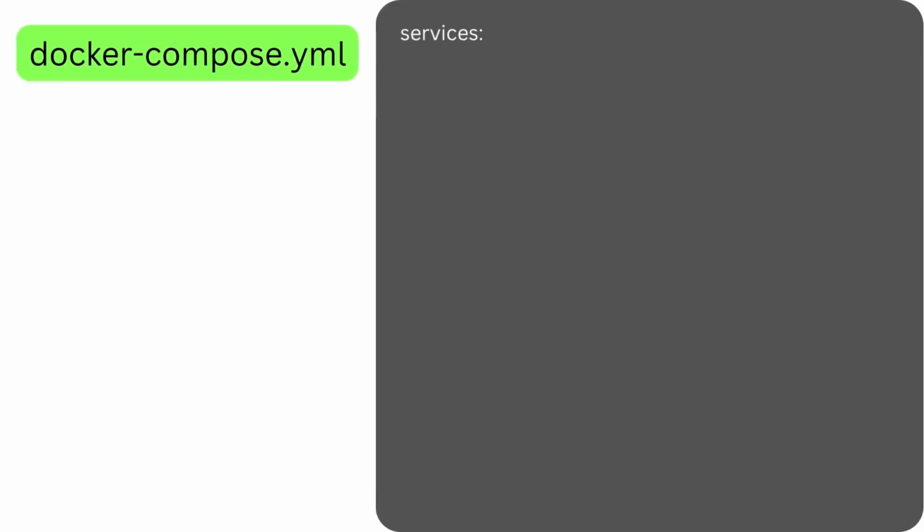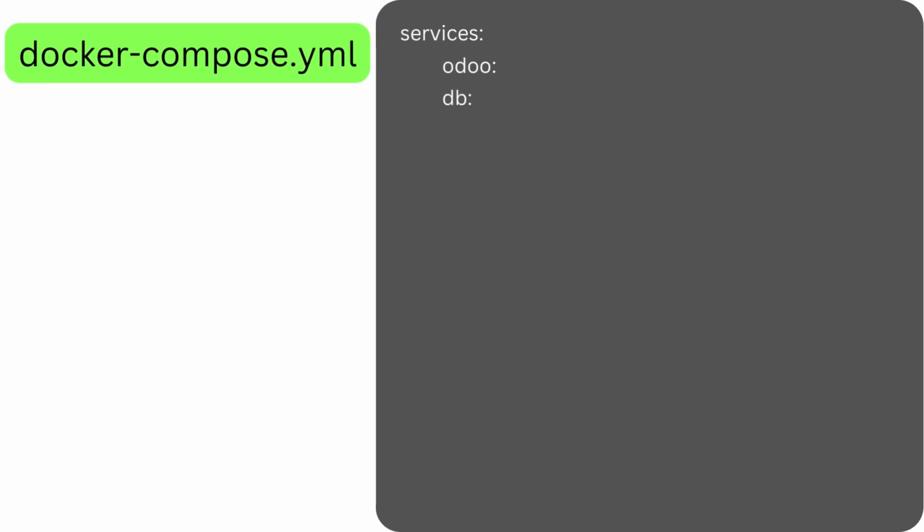First, define the services tag in the YAML file, that will contain two entries for the services, which are Odoo and DB services. Save it to a folder and name it docker-compose.yml. The Odoo service is defined as follows.